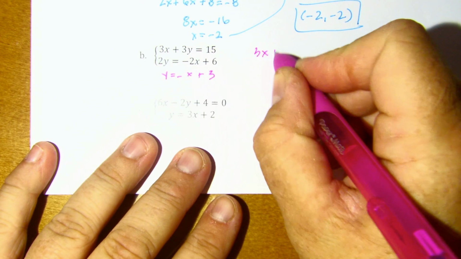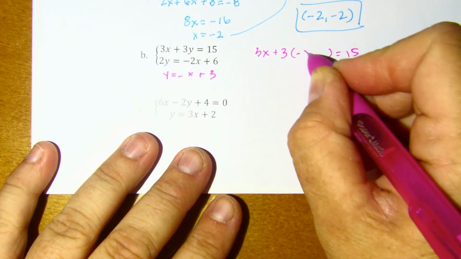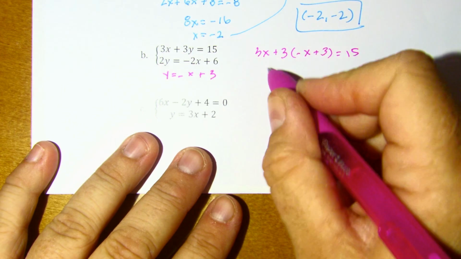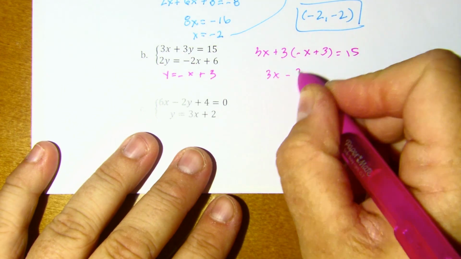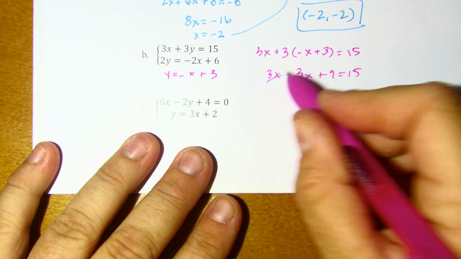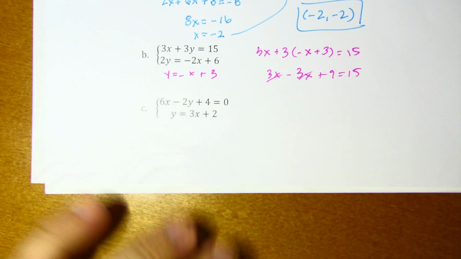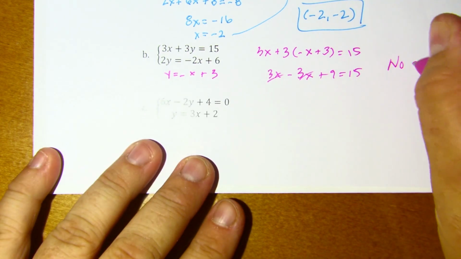So 3x plus 3y equals 15, negative x plus 3, and I get 3x minus 3x plus 9 equals 15. The 3x's cancel, and I have 9 equals 15. That is a false statement. That means there are no solutions.